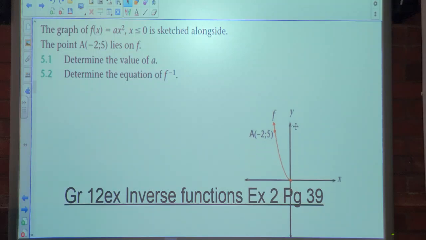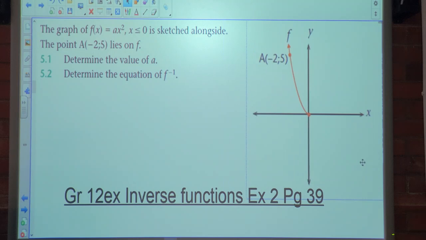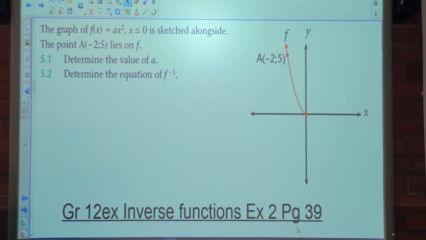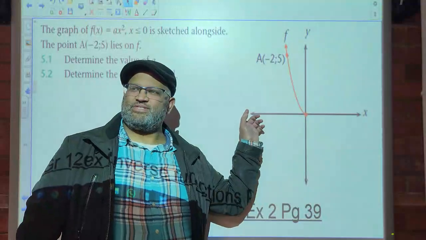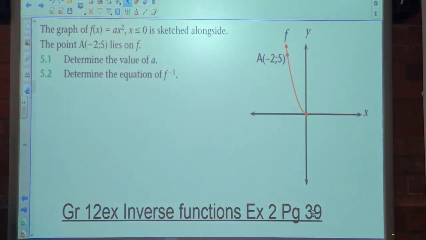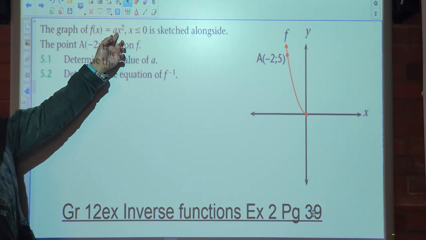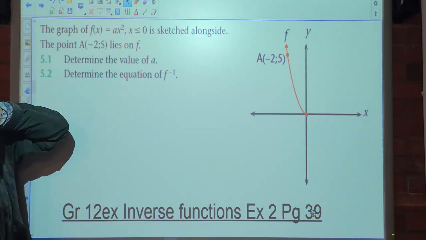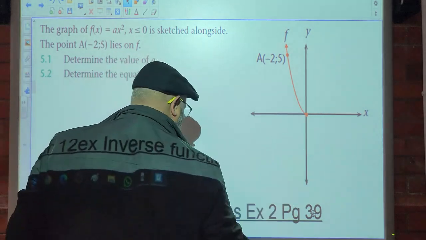The graph of f of x equals ax squared, where a is less than or equal to 0, which means to say it's only this part of the graph here that's represented. Alongside the point A, which is negative 2 and 5, lies on f. Determine the value of a. People, how many unknowns are here? 1. So that's the one I must calculate. I need 1 point on the graph. Okay, we have actually 2, but 0 is not going to make a difference to us.